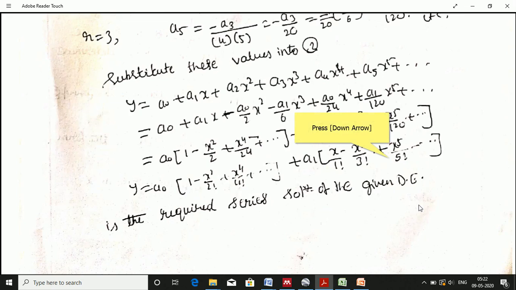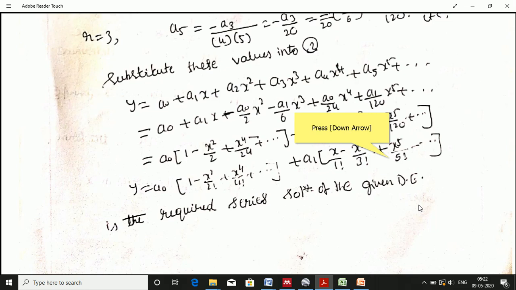Okay, a0 into 1 minus x square divided by 2 can be written as 2 factorial, 24 can be written as 4 factorial, plus dot dot dot, plus a1 into x divided by 1 factorial minus x cube divided by 6 is 3 factorial, 120 is 5 factorial, plus dot dot dot. Okay. This is the required series solution of the given differential equation.